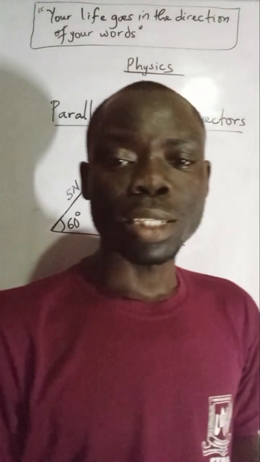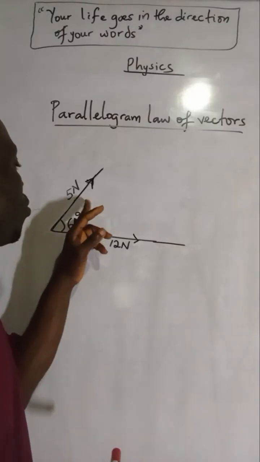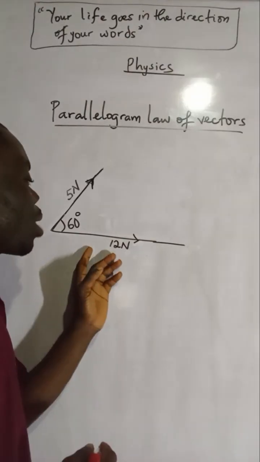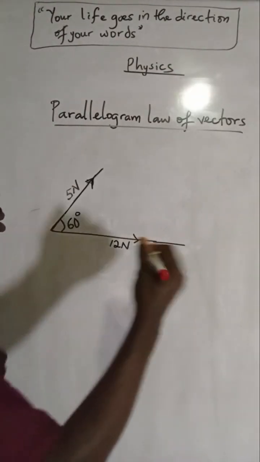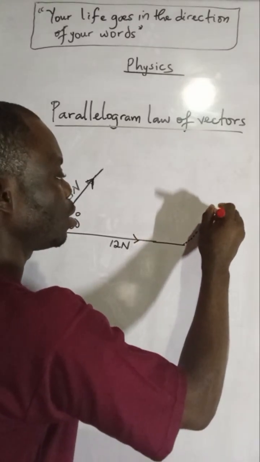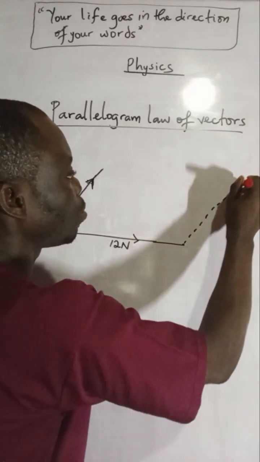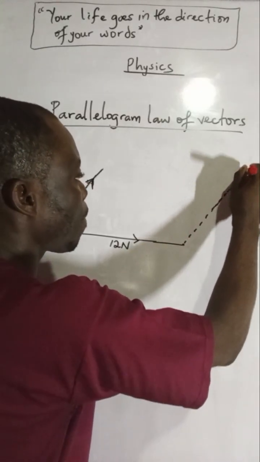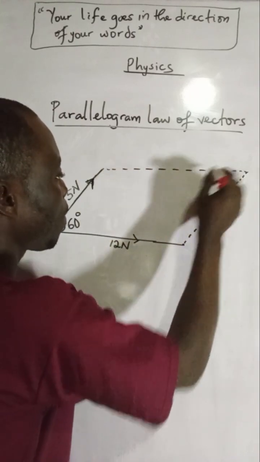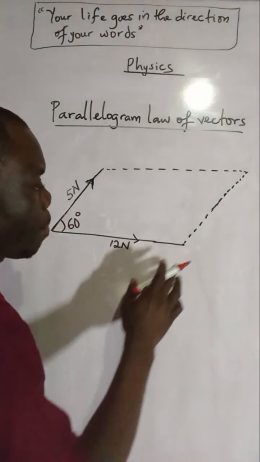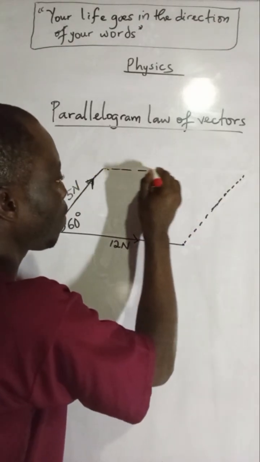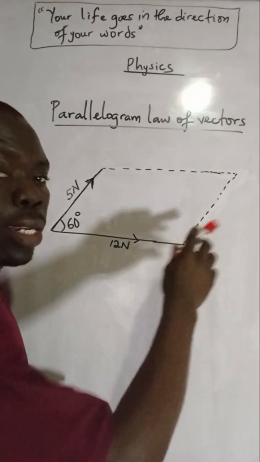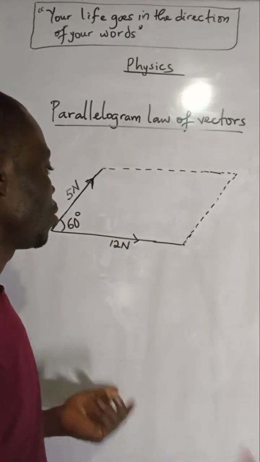And what does it state? It states that two vectors represented in magnitude and direction by the adjacent sides of a parallelogram. How can this be turned into a parallelogram? What you just need to do is to draw an extension like this to complete it. So you have the parallelogram law of vectors.